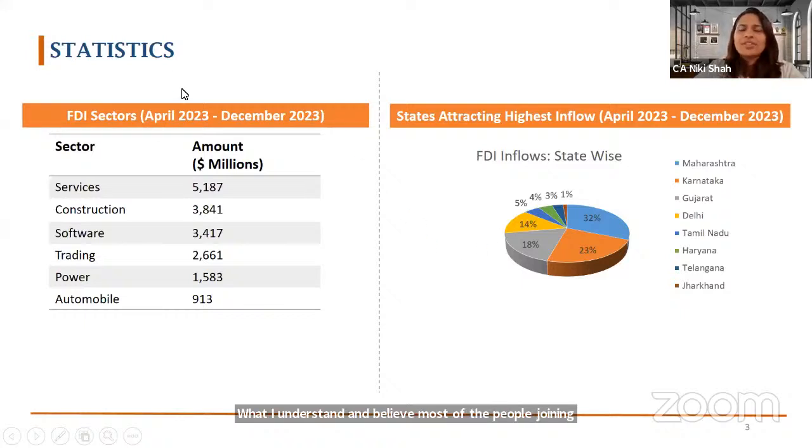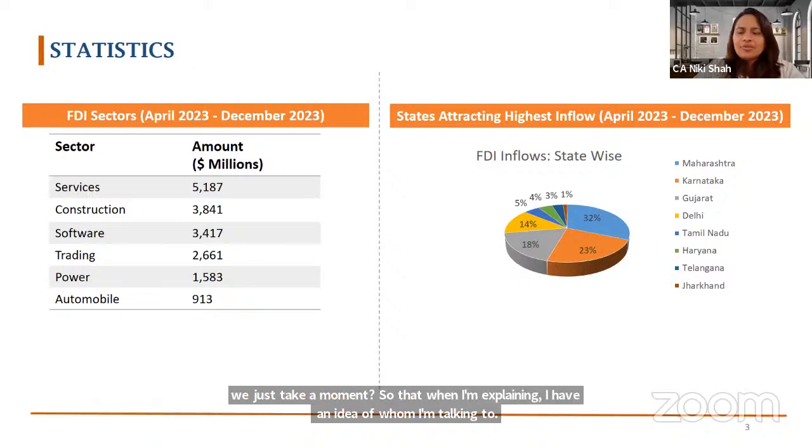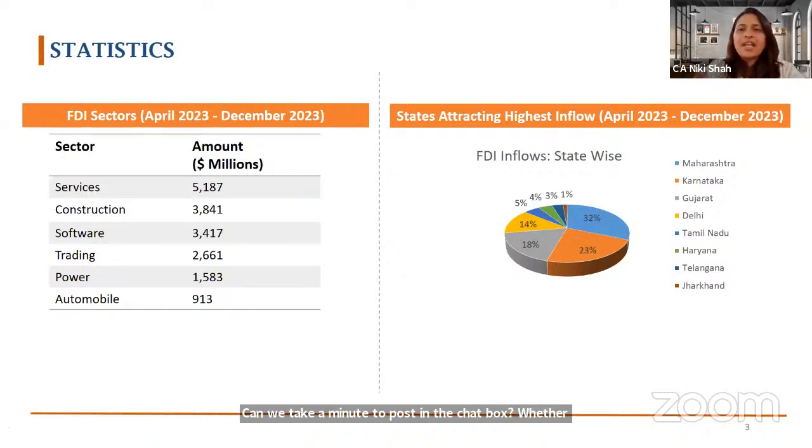What I understand and believe is that most of the people joining in here are chartered accountants, and I believe practicing chartered accountants. Can we take a minute to post in the chat box whether you are a practicing chartered accountant, a CA in industry, or somebody who is an entrepreneur yourself? Can we just know whom we are going to be talking to? So accordingly, we will be taking our topic. Okay, so I have in practice, I have in industry. Yes, CS in practice is also fine. We need to know just basically whether in practice or in industry so that accordingly we can take it up.